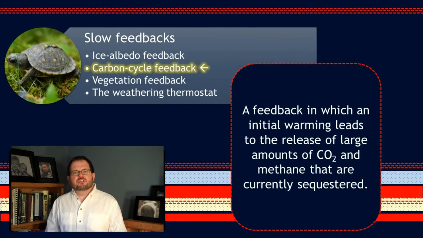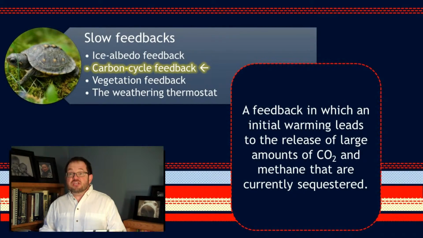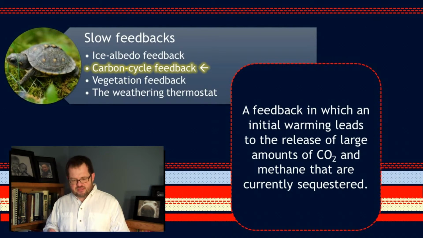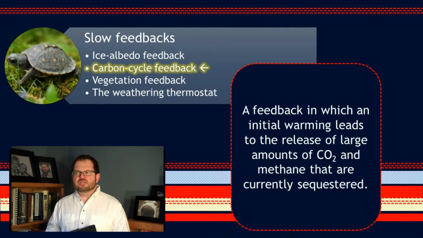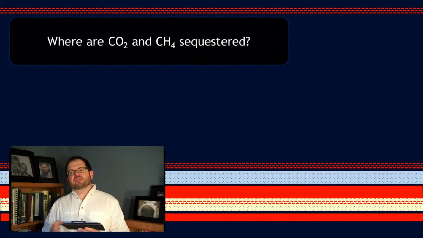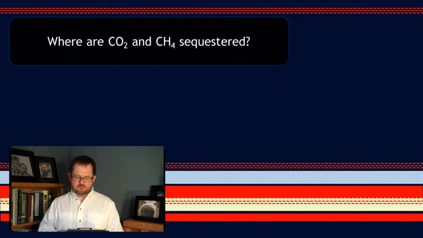There's another whole set of slow feedbacks that are called carbon cycle feedbacks. A carbon cycle feedback is a feedback in which initial warming, due to greenhouse gases and so on, ends up releasing large amounts of carbon dioxide and methane that are currently sequestered in the natural environment. The word sequestered is kind of a hard one to understand. It means hidden or stored in the natural environment. Let's think about some examples of places where carbon dioxide and methane are stored or sequestered in the current environment.